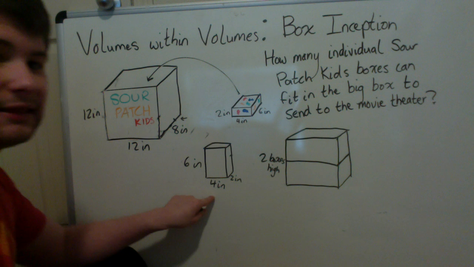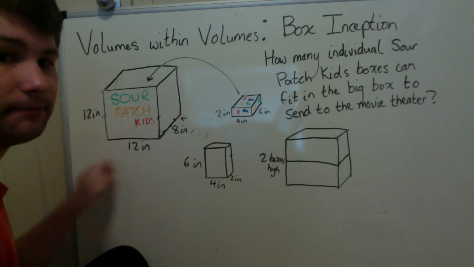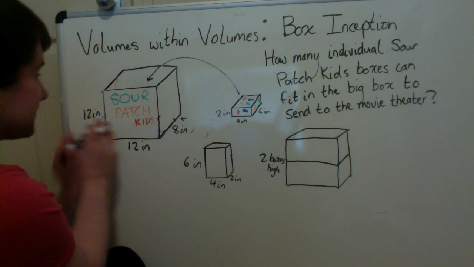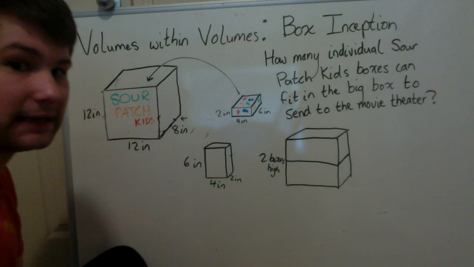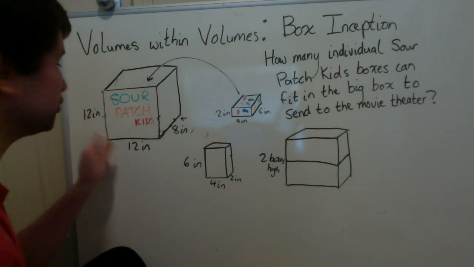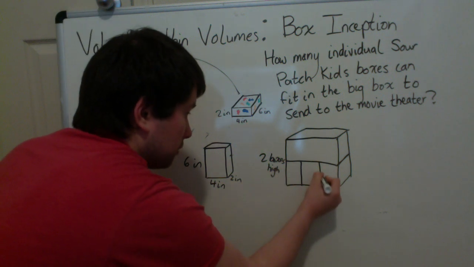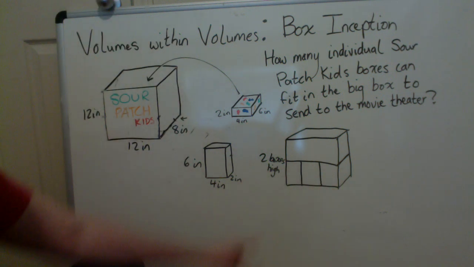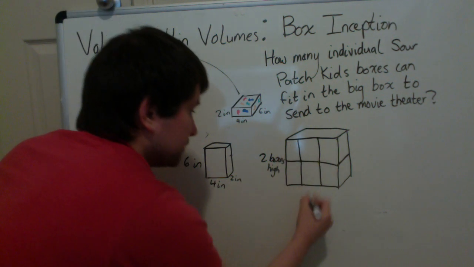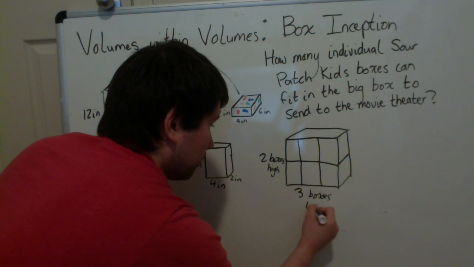Let's take a look at the length here now. It's 4 inches. Our length in our big box here is 12 inches. So how many boxes can we line up on the side? Should be 3, right? 4 goes into 12 3 times. So now we can start to see our boxes fill in there. So this is going to be 3 boxes long.